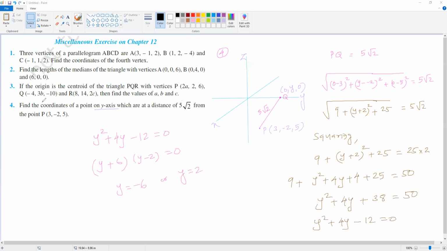So therefore the coordinates of the points are: one point (0, minus 6, 0), the other point (0, 2, 0). So these are the 2 points which lie at a distance of 5 root 2 from the point (3, minus 2, 5). Got it?